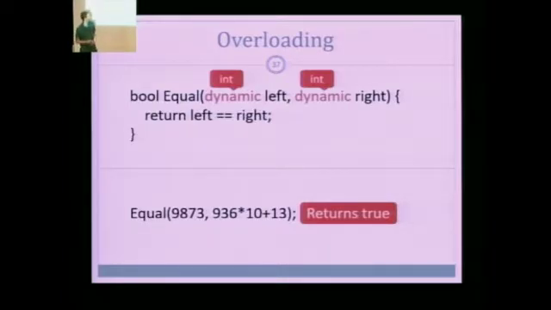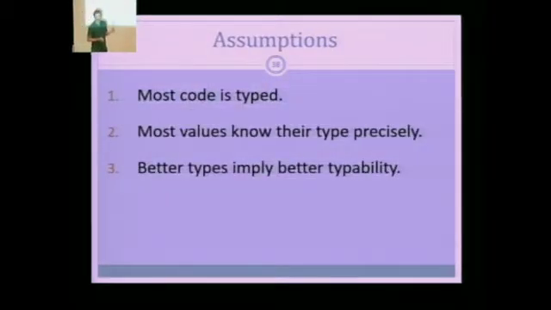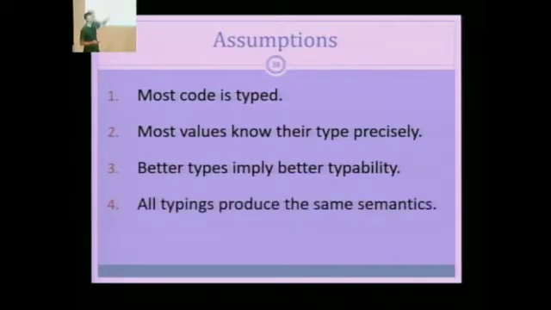And so the key problem is, given integer equal integer, there are 2 ways to type check this. One is as 2 integers being equal, and the other one is 2 objects being equal. And these are giving different semantics. So if we want to have a reflective system, we need to have another property, which is that all typings will produce the same semantics.